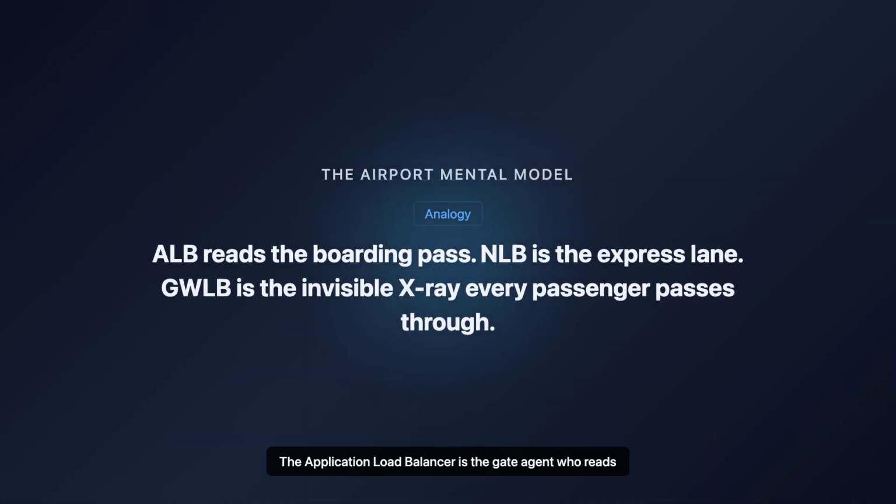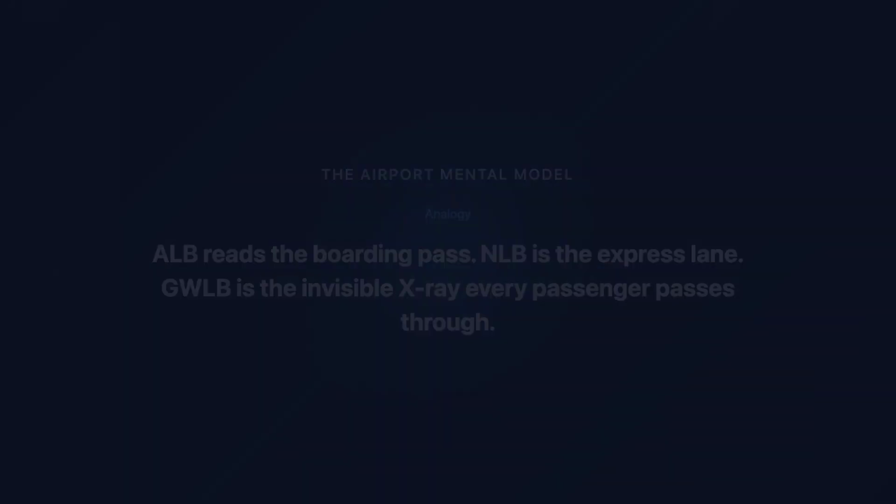Picture a busy airport. The application load balancer is the gate agent who reads your boarding pass, checks your identity, and directs you to the right gate based on where you're going. The network load balancer is the express security lane. It only glances at your ticket number, moves you through as fast as physically possible, always at the same fixed entrance, and you come out exactly as you went in. And the gateway load balancer is the X-ray scanner. Every passenger passes through invisibly before reaching any gate. 3 very different jobs, and that difference is the entire decision.